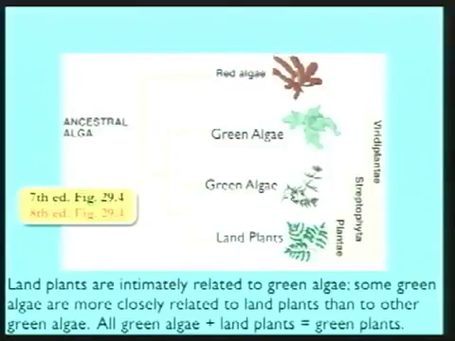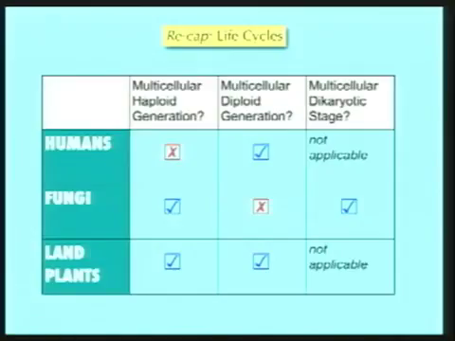So the colonization of land happened not directly from the ocean or from marine situations to land, but with an intermediary step into freshwater before colonization of land. And the only haploid stage then is the gamete. So there's no multicellular haploid generation.